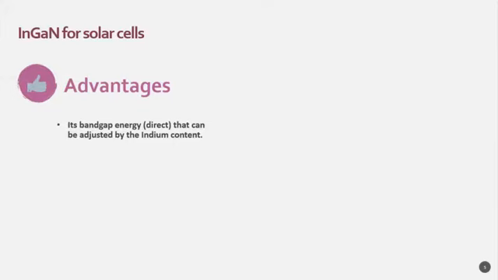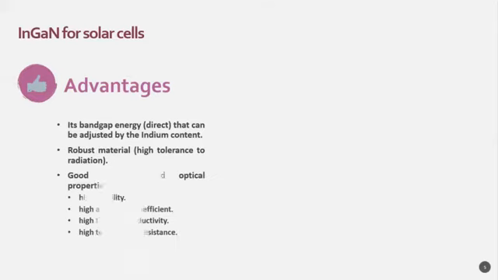InGaN is a semiconductor material made of a mix of gallium nitride and indium nitride. Therefore, its band gap ranges from 0.7 to 3.4 electron volts. It has exhibited a high resistance against proton irradiation damage in comparison with traditional GaAs and InGaP solar cells. It has good electrical and optical properties such as high mobility, high absorption coefficient, high thermal conductivity, and high temperature resistance.